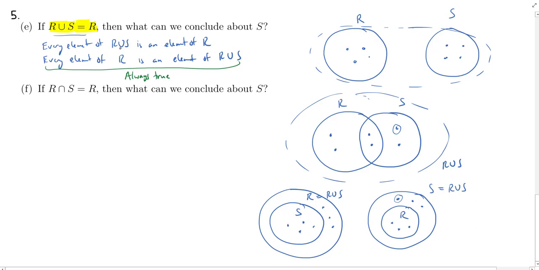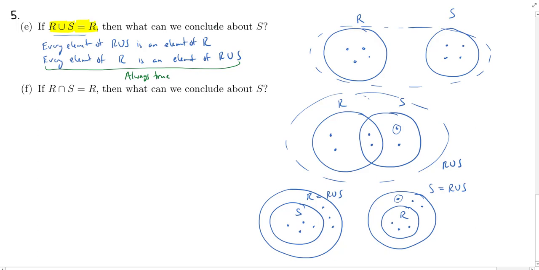So what does it require? What's needed for every element of R union S to be an element of R? Well, we already know the elements of R are elements of R, but we need the elements of S, right? These are the ones we combine with R to make the union. We need that every element of S is an element of R.